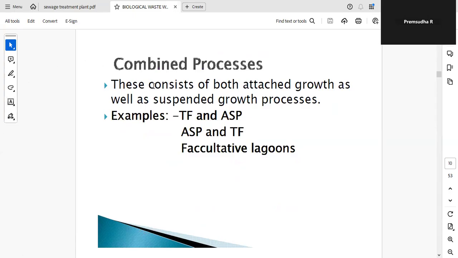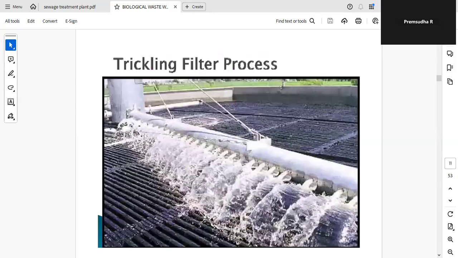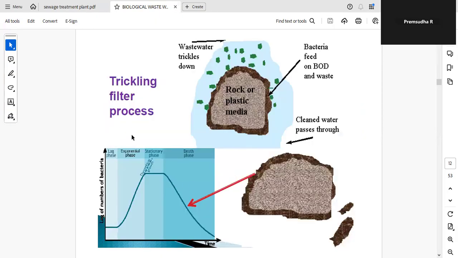Combined process consists of both attached growth as well as suspended growth processes. For example, trickling filter and ASP; trickling filter and ASP are facultative methods. Here in this picture, you can see the trickling filtering process. Here we can use the filter media as rock or plastic media. So bacteria feed on BOD and base.